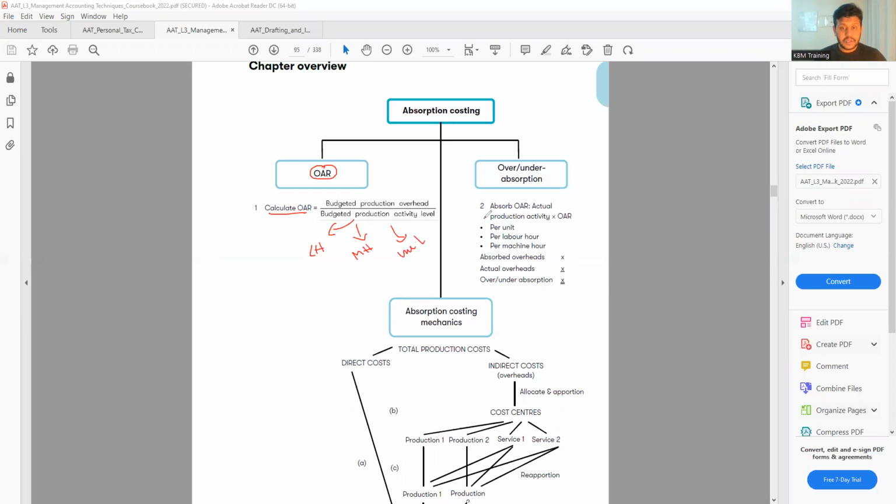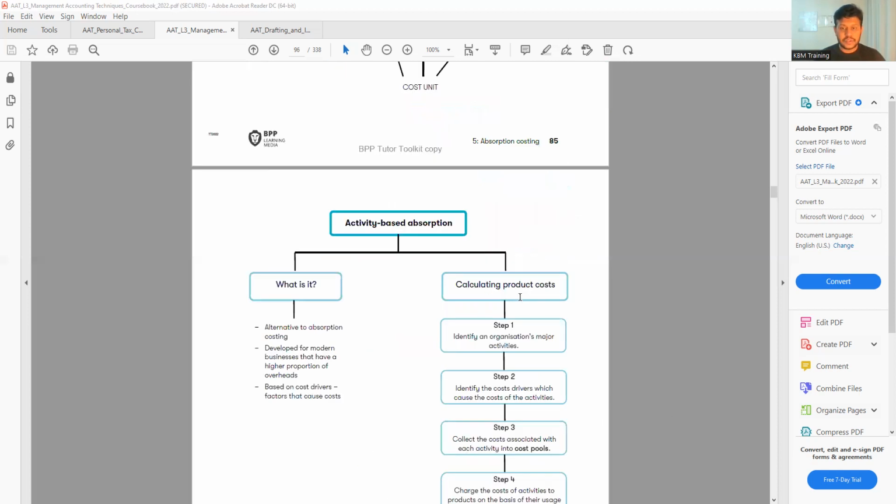It could be any of them. The next one we have here, under or over absorbed. So we need to calculate, is it over or under absorbed? Are we going to see it? How does it work? And then the next thing, we have a few more methods.